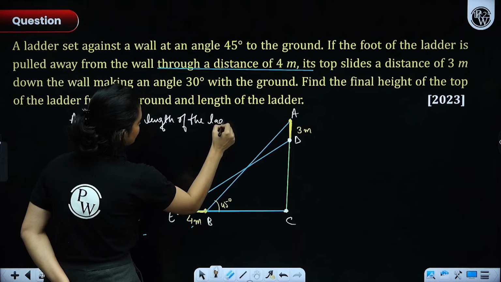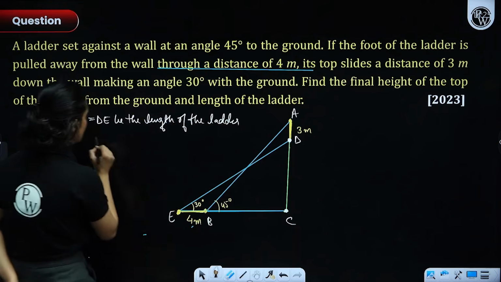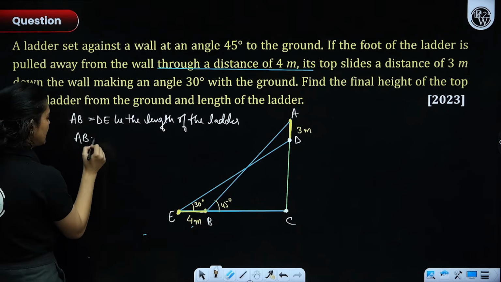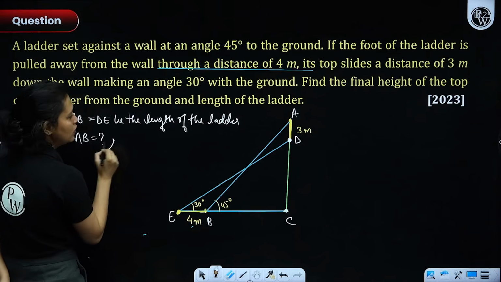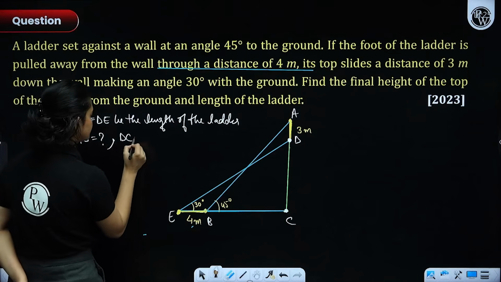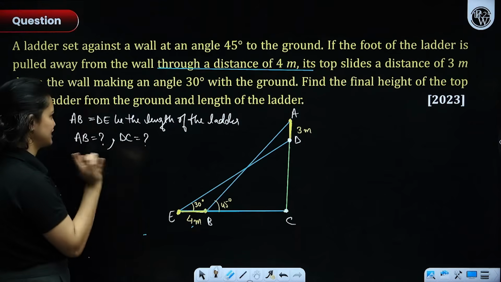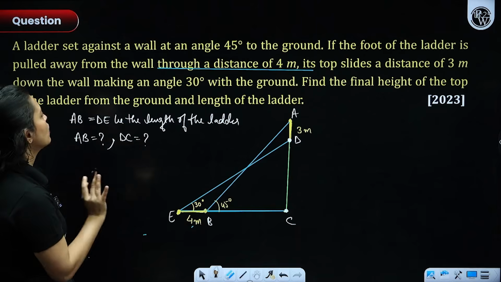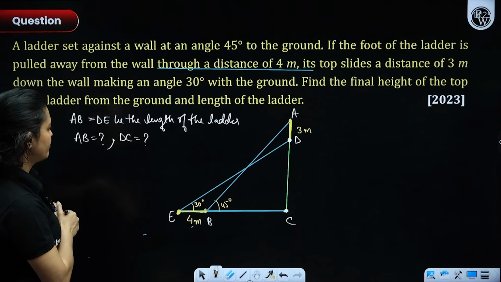This is what we have to figure out, and we also have to figure out, so I'll write it here. We have to figure out AB and we have to figure out DC. These are the two things we have to figure out. We have written it down. Okay. Now, anything else that is given to you, everyone?